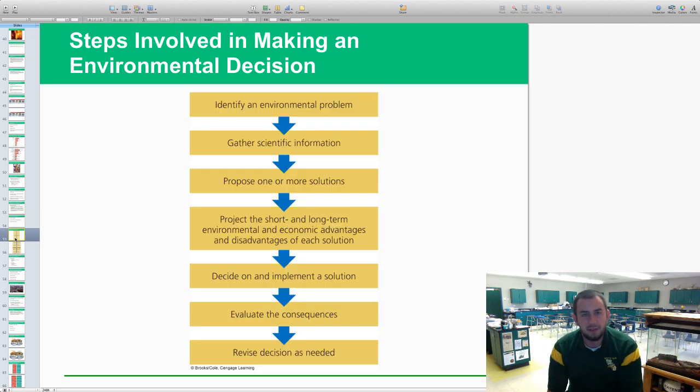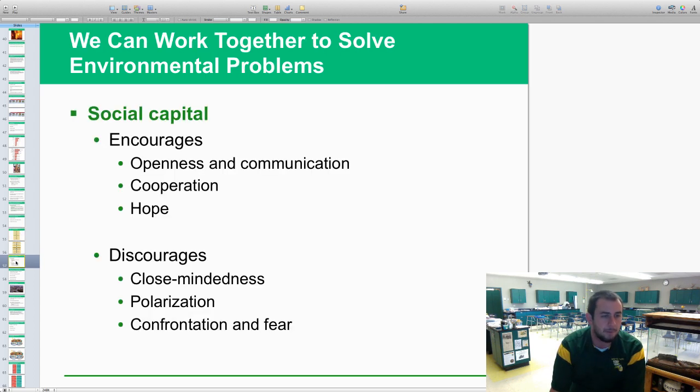identify the environmental problem, gather information, propose a solution, project short-term or long-term advantages both for environmental and economical, but also decide on and implement the solution, evaluate your consequences, and then revise the decision as needed. That's kind of the basic steps, not only of the scientific method, but really of making good environmental decisions as well. Again, we can work together to solve environmental problems.